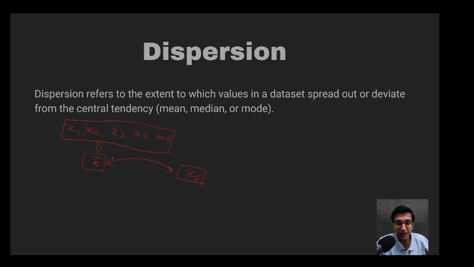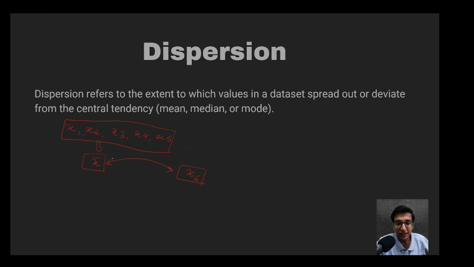Let's start with the second subtopic of this chapter, which is dispersion, which indicates the extent up to which a value in a dataset can spread or deviate from any of its central tendency metrics. For example, let's say certain values have been provided to you: x1, x2, x3, x4, x5. I'm taking the example of ungrouped data. Here you calculate the mean to be x bar, and the data set was of just 5 numbers.